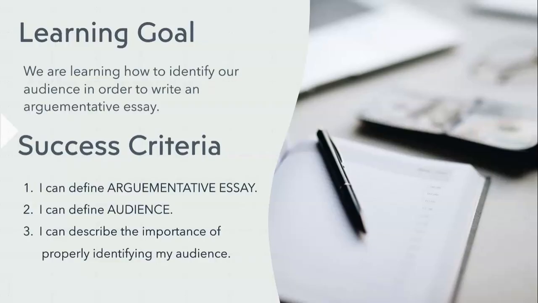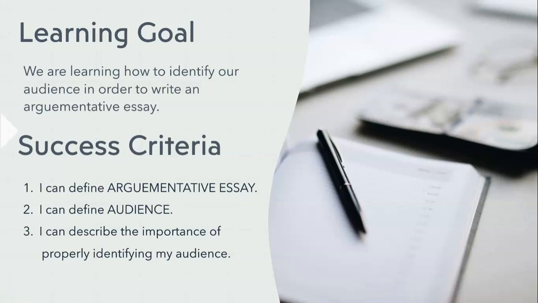Our learning goal is that we are learning how to identify our audience in order to write an argumentative essay. Along the way, you have some success criteria that can be clarified with three I can statements. You see them there on your screen. I can define argumentative essay. I can define audience. And number three, I can describe the importance of properly identifying my audience. If we hit those along the way, I know we will be absolutely successful today.